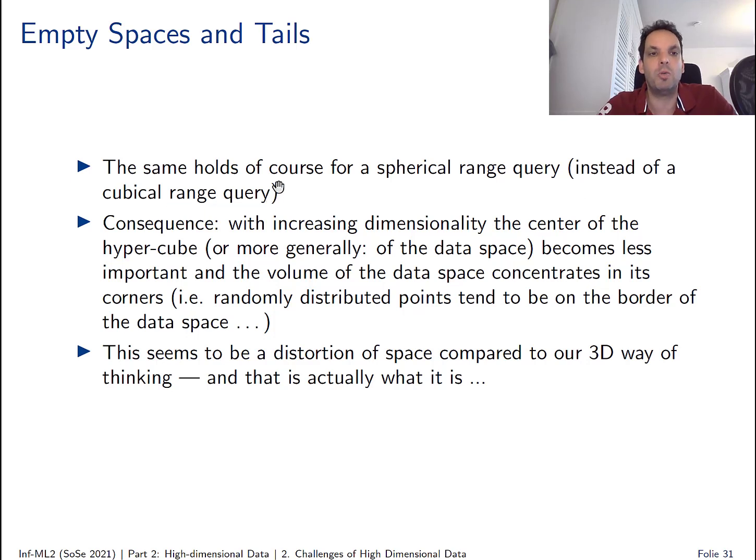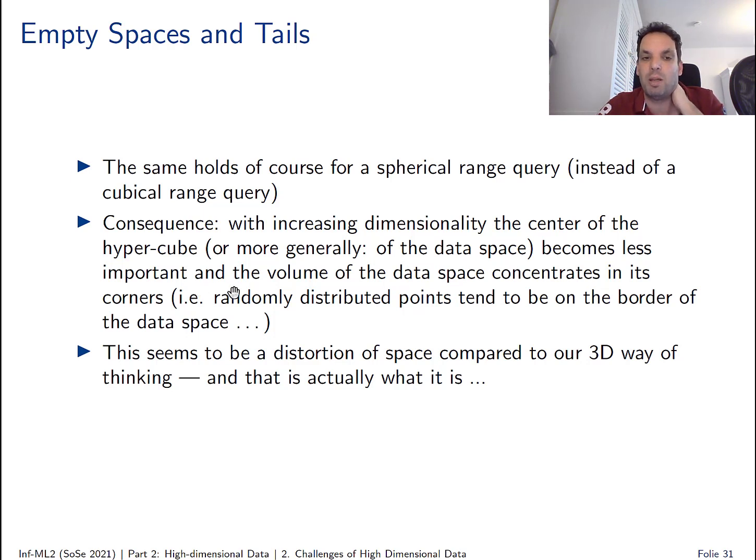Yeah, so the same holds true, of course, for a spherical range query instead of a cubical range query, so the same as for nearest neighbor queries. So we expect that if we do an arbitrary range query, we expect no points to be in this range query. Yeah?